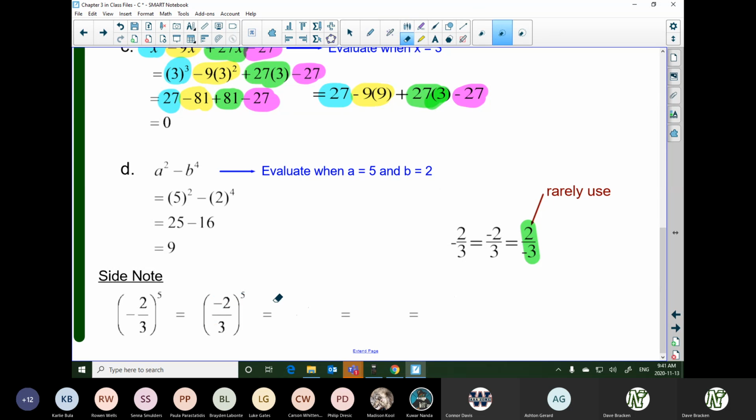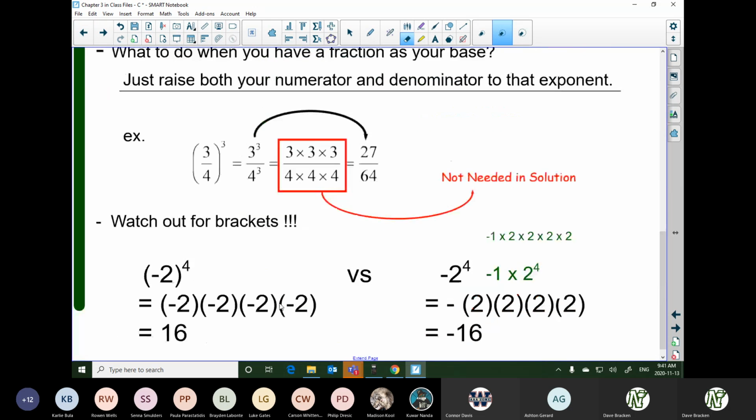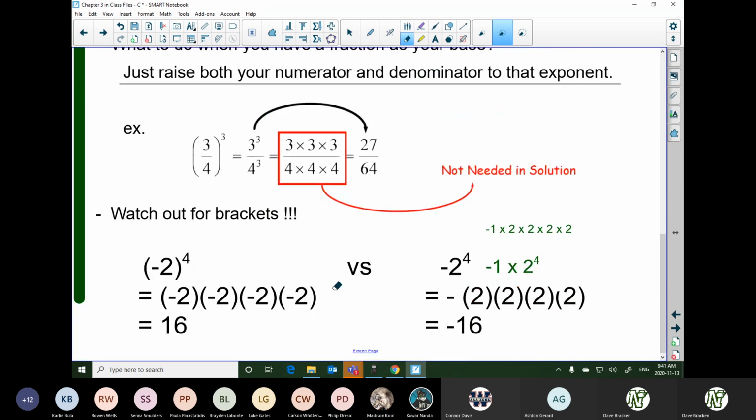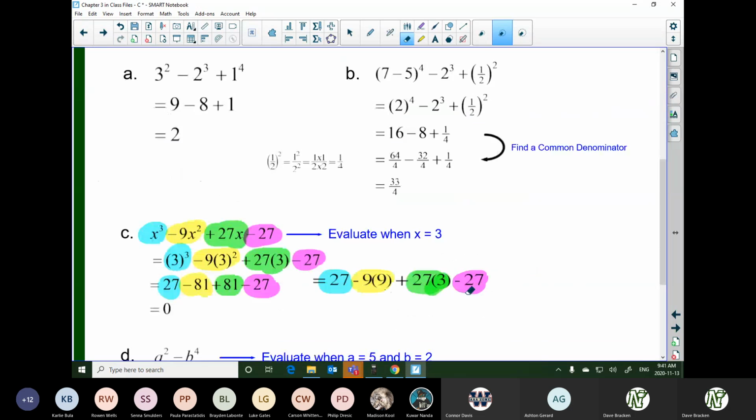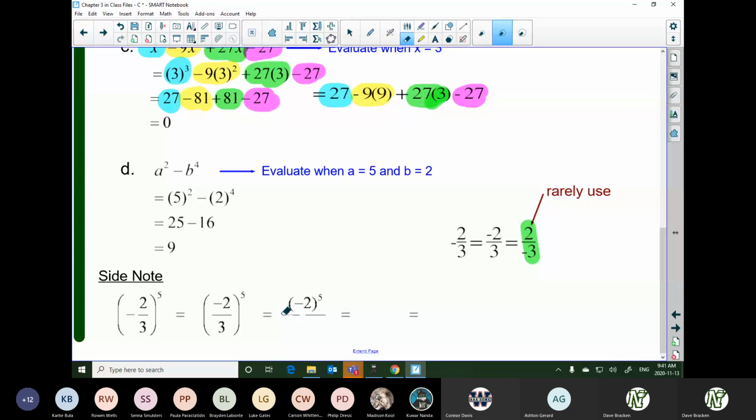-2 gets raised to the power 5. Make sure you put brackets around that -2 because it's all the -2 being raised, and we don't want to run into this problem right down here. Do you remember this problem between these two? Make sure you put the negative in brackets. So we have (-2) to the power 5 all over 3 to the power 5.